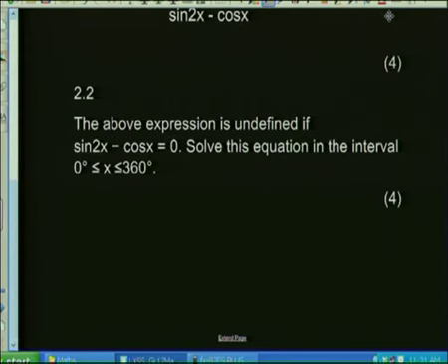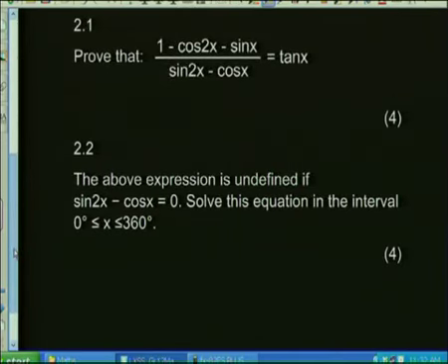It's now time to look at question 2.2, the second part of the question. Which brings us to how to solve a trig equation. Let's have a look at the question. The above expression is undefined if sine 2x minus cos x equals 0. Solve this equation in the interval where x must be greater than or equal to 0 degrees but less than or equal to 360 degrees. There are a few things that I want to mention here before we begin.